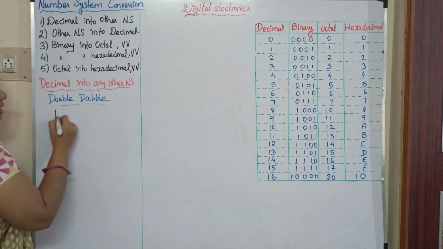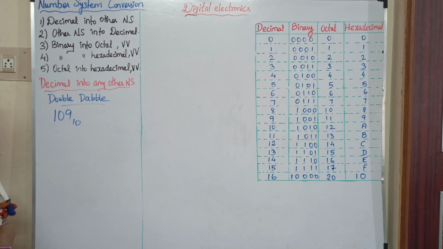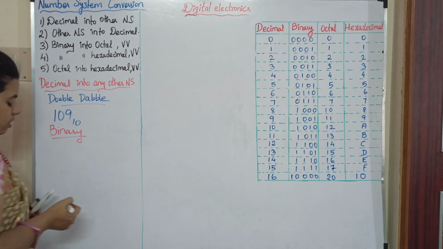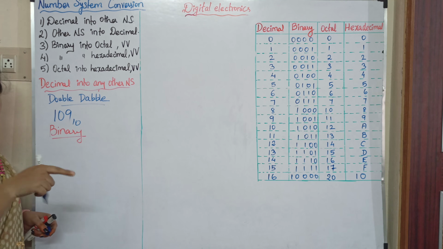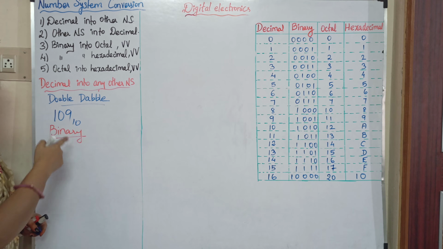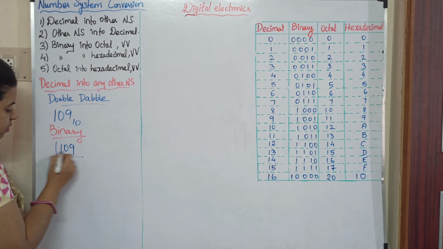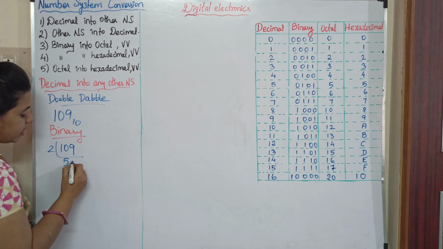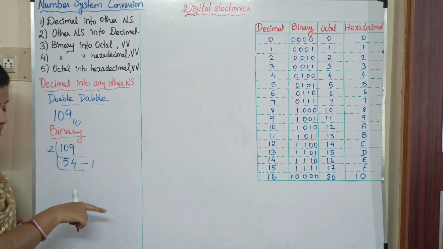For example, consider the decimal number 109. So here I am going to convert this decimal into binary. For the conversion of decimal into binary, we need to use base value 2. Okay, we have to divide this decimal by 2. So I am going to divide this 109 by 2. So what is the value? 5 2s are 10, 4 2s are 8. So here remainder 1. You have to consider this remainder.